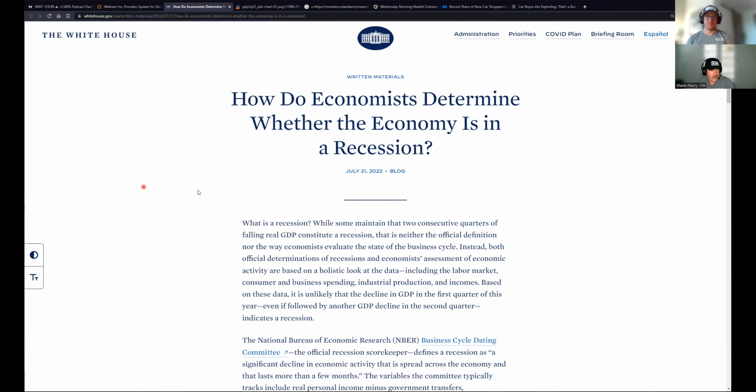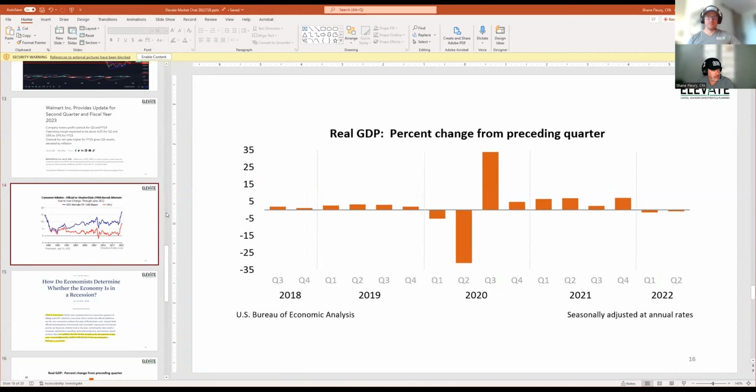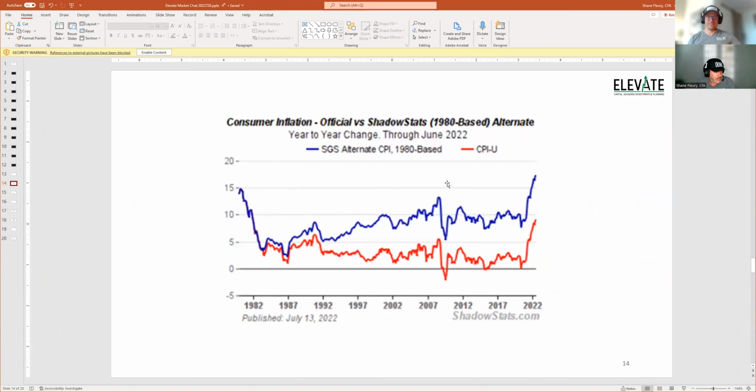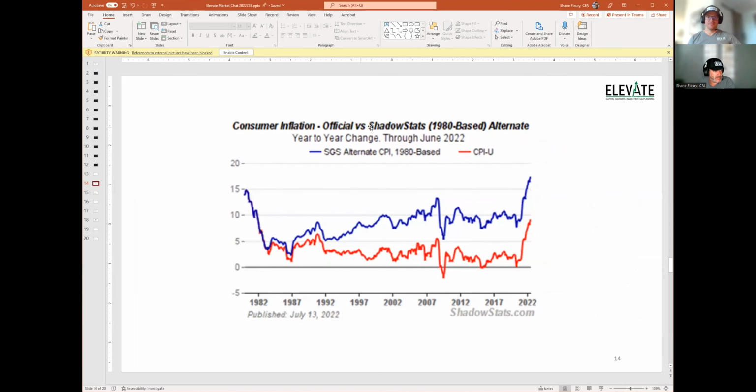Maybe. I had a chart that I'm going to have a hard time showing, but I'm going to try. Hold on one sec. Let me see if I can stop sharing this and start sharing this. I don't know how well you can see this. Last time we shared PowerPoint, it didn't really work very well, but I was just showing this consumer inflation, official versus ShadowStats, which is shadowstats.com.